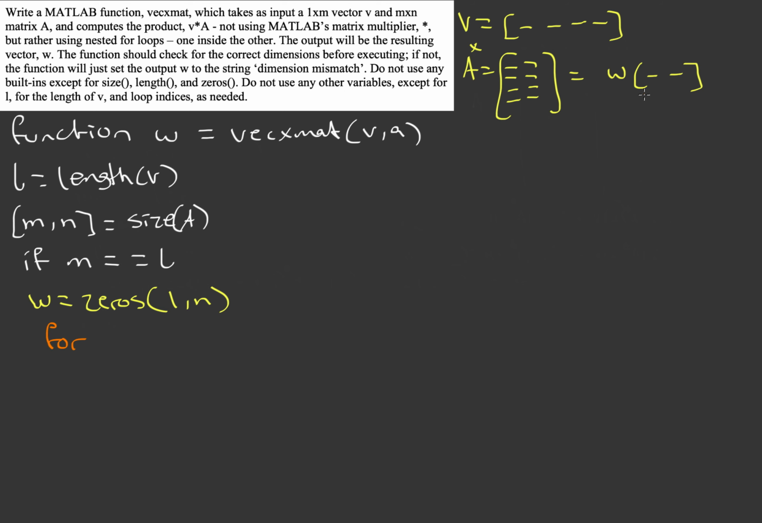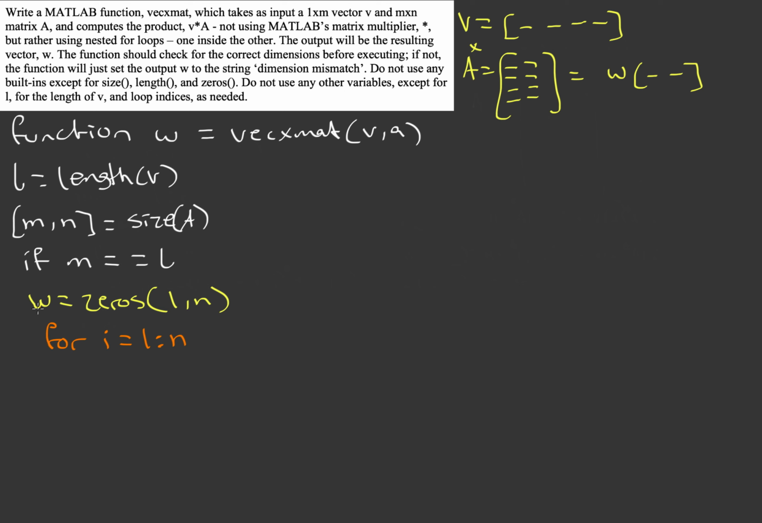So a running sum is a for loop by itself, and to find each element in w, that's a for loop by itself as well. So we have two for loops we're going to use. So for, I'm going to say i is equal to 1 through n. Why are we saying n? Because we have n elements in w.